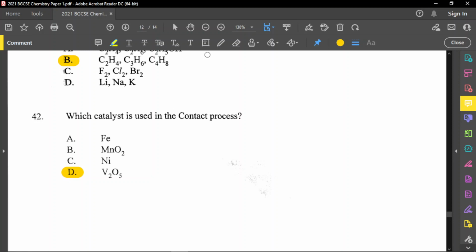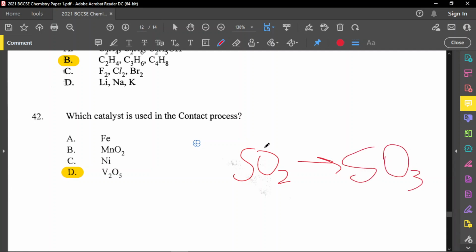So it is used to oxidize SO2 into SO3, which is sulfur trioxide. I remember here the contact process is for producing sulfuric acid. Just to mention that, right? So your contact process is used to produce sulfuric acid, which is H2SO4. And so what will happen here, the vanadium oxide, which is an oxidizing agent, will oxidize sulfur dioxide into sulfur trioxide.